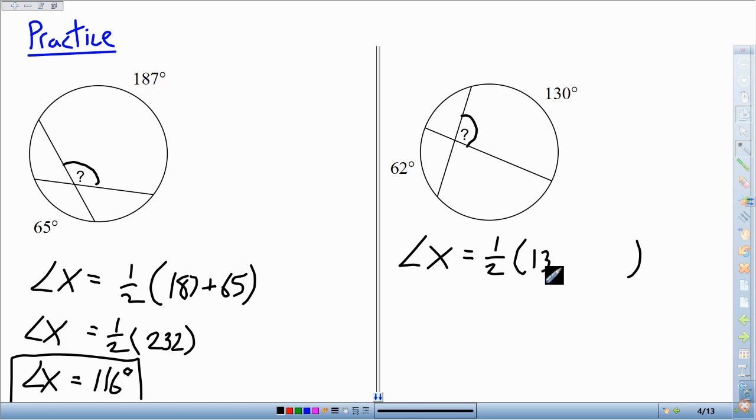Okay, so I got 130 plus 62. So angle x equals 1/2 of, it looks like 192. And let's see what we got. Looks like 96.